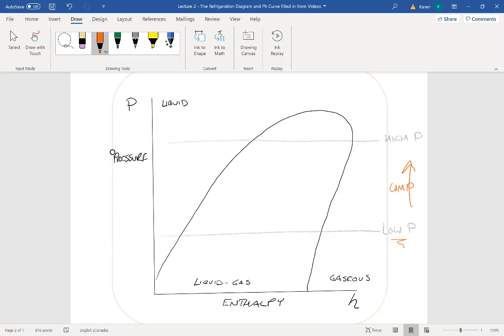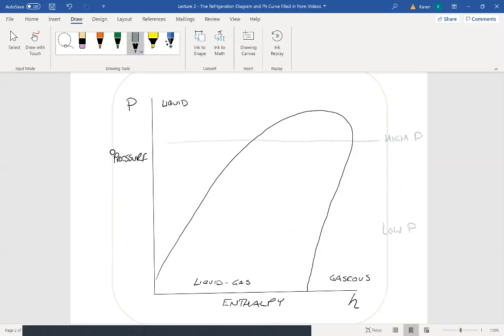But where does it start on the low pressure line? Do we pump liquid through a compressor? Do we pump a liquid gas mixture through a compressor? Do we do a little bit of both? Or do we pump a gas through a compressor? And the answer is we pump a gas through a compressor. So that's how you know where you're going to start.